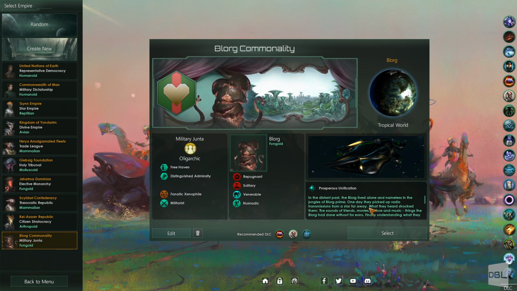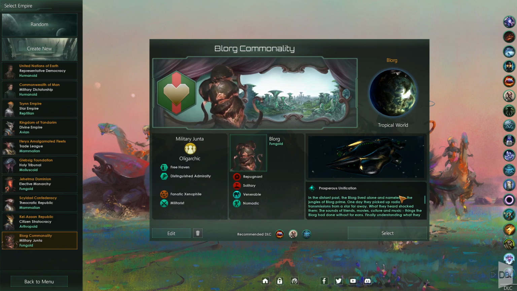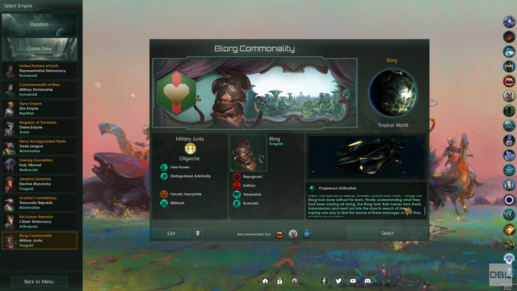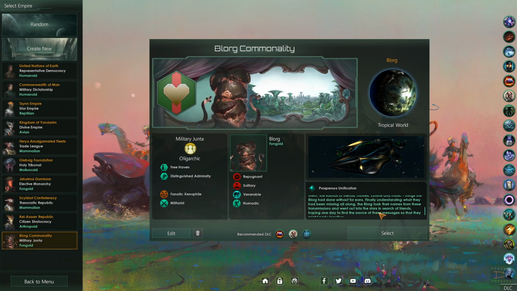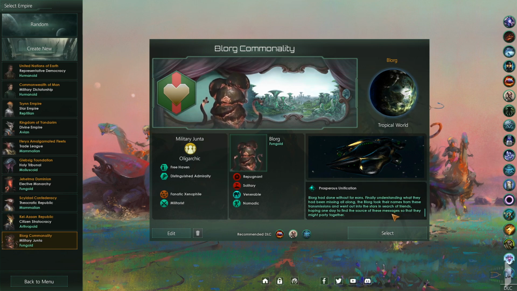One day, they picked up radio transmissions from a star far away. What they heard shocked them. The sounds of friends, movies, culture, and music, things the Blorg had done without for eons. Finally understanding what they had been missing all along, the Blorg took their names from these transmissions and went out into the stars in search of friends, hoping one day to find the source of these messages so that they might party together.